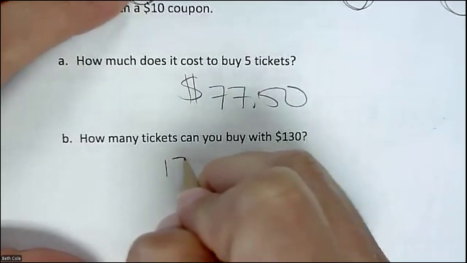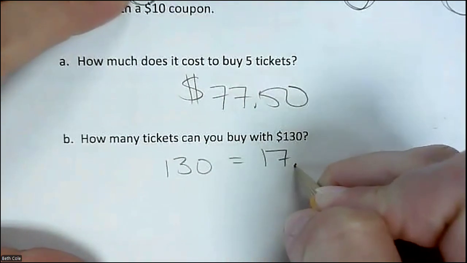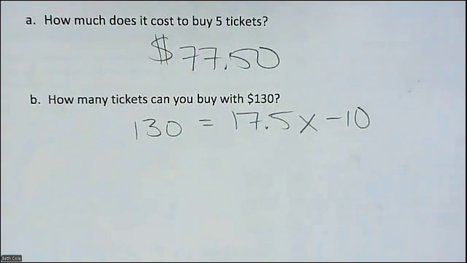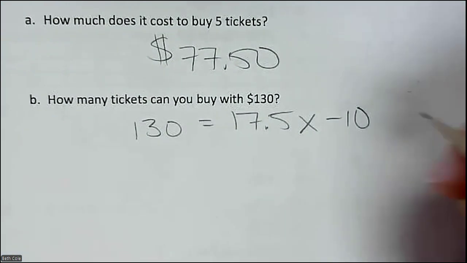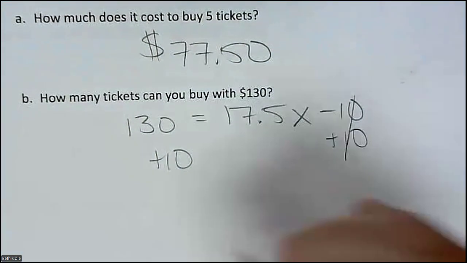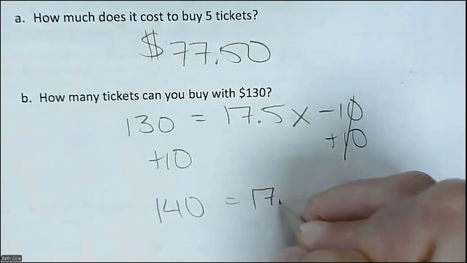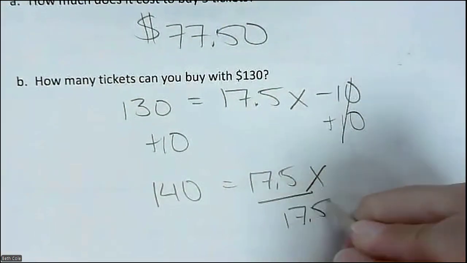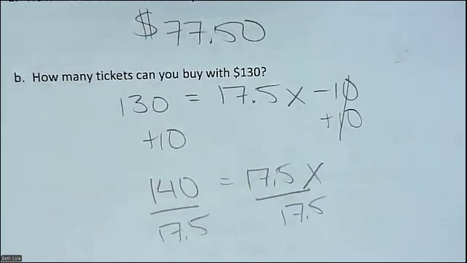Do you see what I'm pointing at? So it's going to be 130 equals 17.5x minus 10, and you have to solve it because this time you were given the money. How many tickets can you buy for how much money you've got? So what would you do to both sides? Plus 10. So what is that? 140? Yeah, divide by 17.5. I don't know what that is off the top of my head. So let me type that in the calculator.